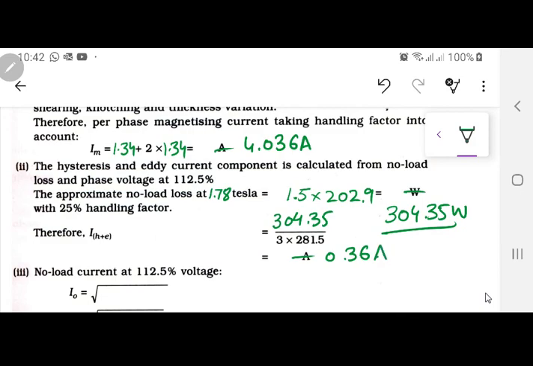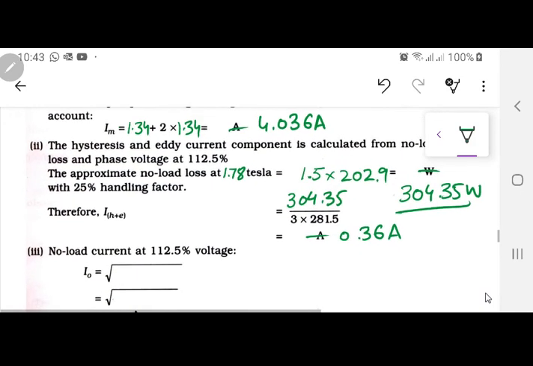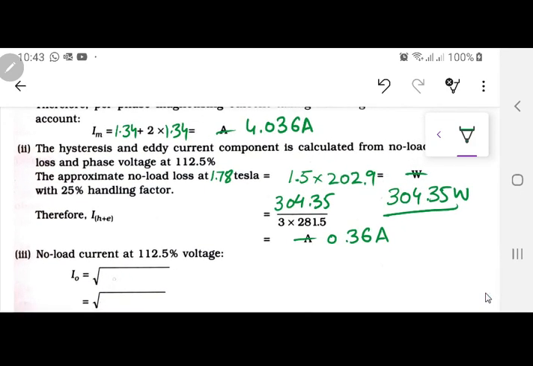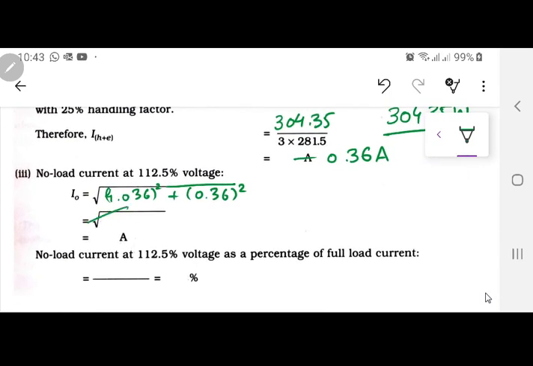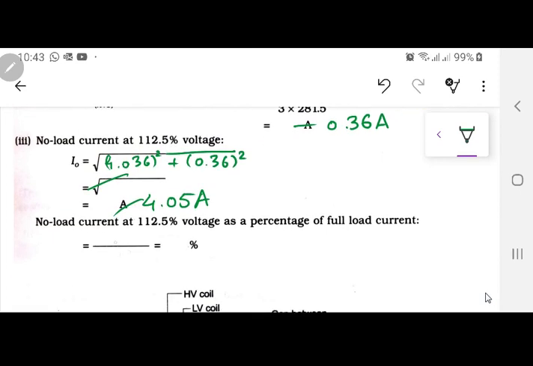This is 0.36 ampere. And now you can find out your I naught, which is going to be equal to the square root of 4.036 squared plus 0.36 squared. So give me the answer. 4.05 amperes. So what is that percentage equal to? Again, the percentage of the full load current. This will be 4.05 divided by 133.34.